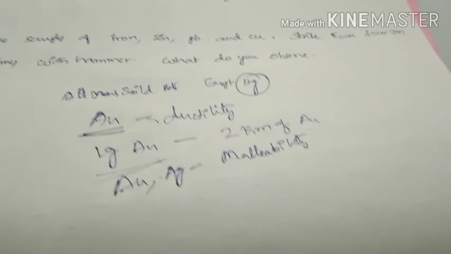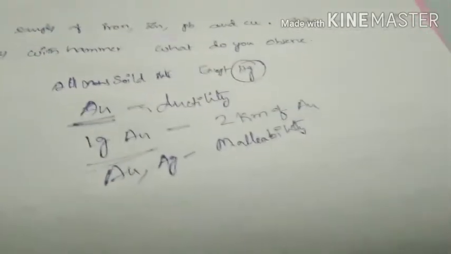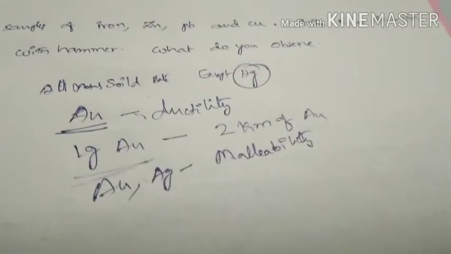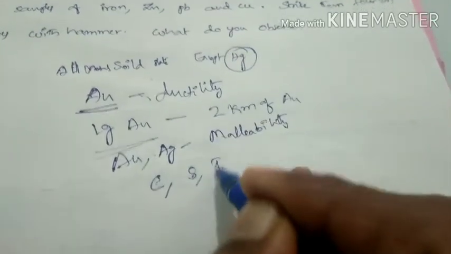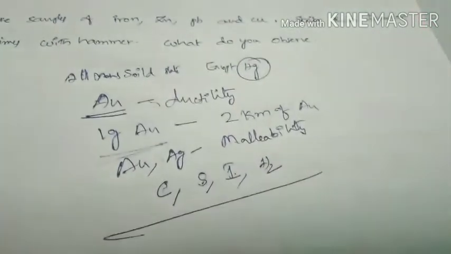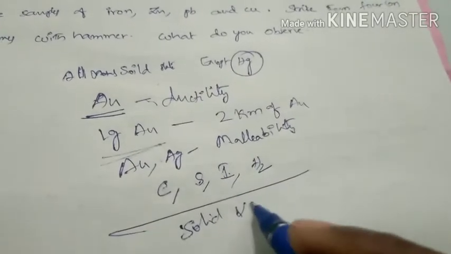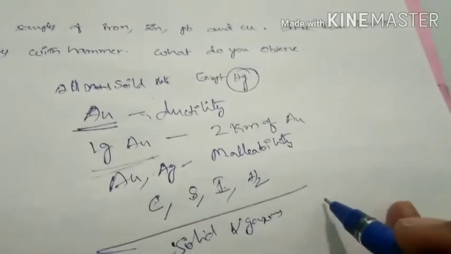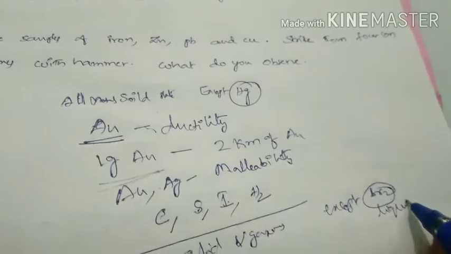Next one, non-metals. Compared to metals, non-metals are very few in nature. There are few non-metals compared to metals. For example, carbon, sulfur, iodine, hydrogen. All these are non-metals. The important point here is that all non-metals are present in solid and gaseous states, except bromine, which is present in liquid state. The only liquid non-metal is bromine.